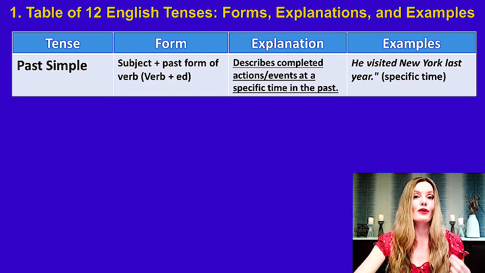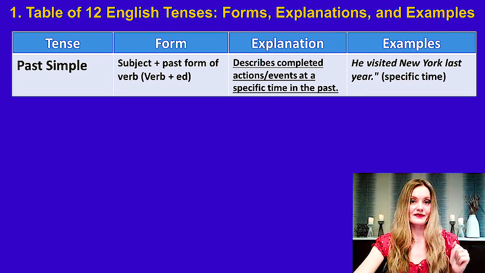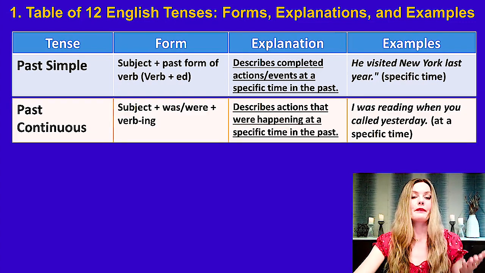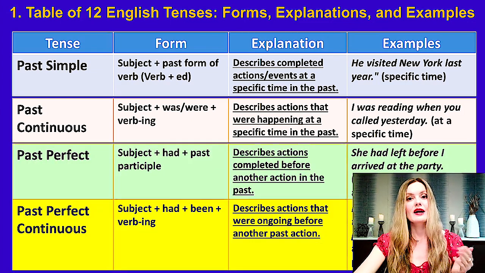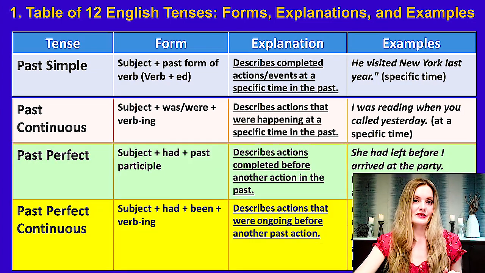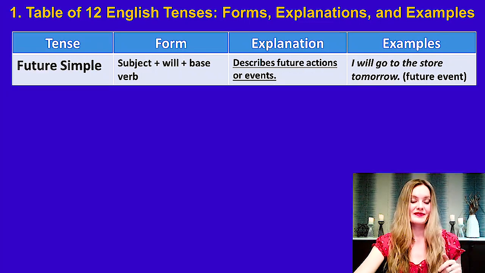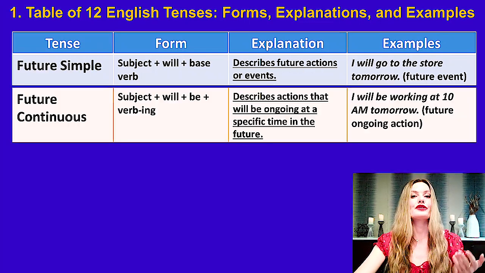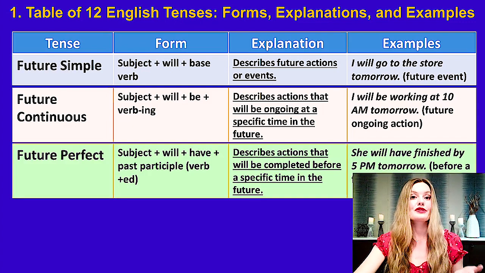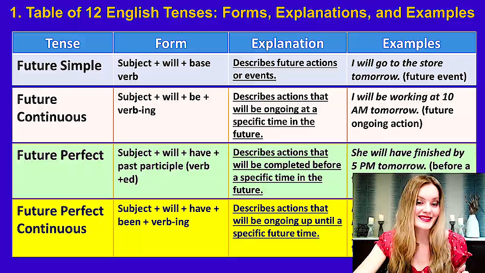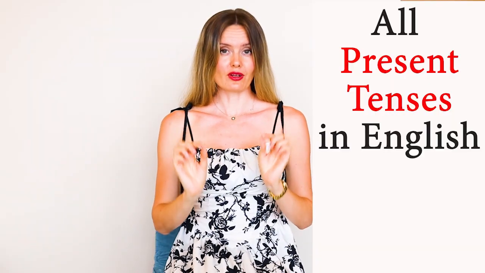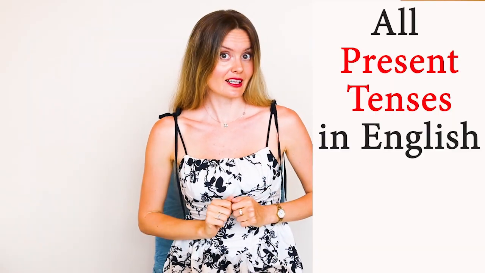Also, there are 4 past tenses: past simple, past continuous, past perfect, and past perfect continuous. And there are 4 future tenses: future simple, future continuous, future perfect, and future perfect continuous. As I just said, overall, there are 12 tenses in English.